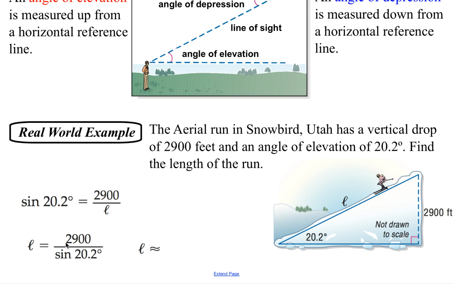So once we do that, we have L is equal to 2,900 divided by the sine of 20.2 degrees, and then do the sine of 20.2, get that answer on your calculator, and then do that reciprocal where you use the x to the minus 1 button, and then multiply by 2,900, and you'll get 8,398.5 to the nearest tenth.